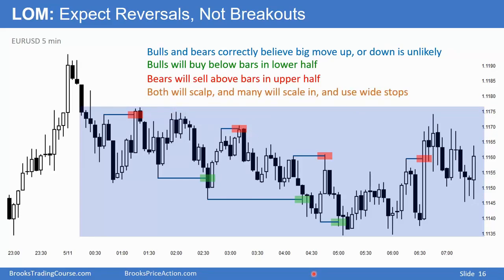Both will scalp because they do not believe the market will go far enough for a swing trade, and many will scale in and use wide stops. A lot of times they'll enter, not certain if the market is about to reverse, but they are certain it will not go much lower. So for example, a bull who bought here, if he did not take profits up here, he may buy more here, betting that the market's not going to fall too far and it will reverse soon and he'll be able to make a profit.